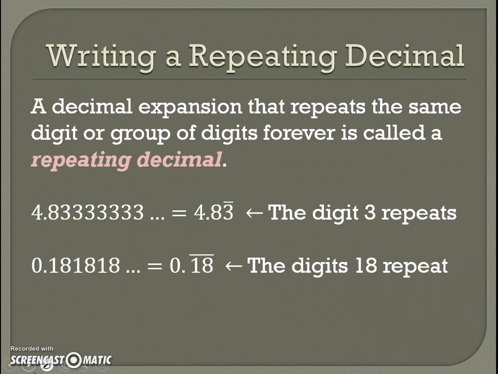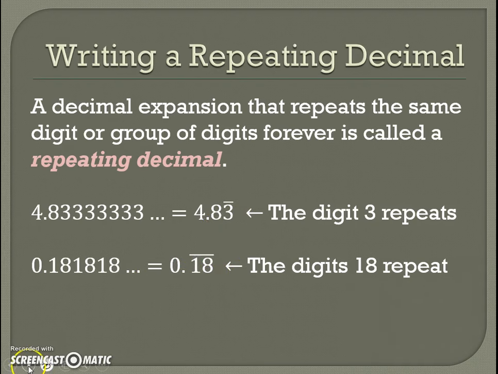So what if the decimal doesn't terminate? Writing a repeating decimal, a decimal expansion that repeats the same digit or group of digits forever, is called a repeating decimal. So here we have a couple examples. This one, I have 4.8333, and you see that 3 repeating forever. So the way that we would do this with math is we'd put a line just over the digit that is repeating. In this case, it's the 3. Down here, you see we have 0.181818 and so on. So we put a line over the 1 and the 8 because those are the digits that are repeating.